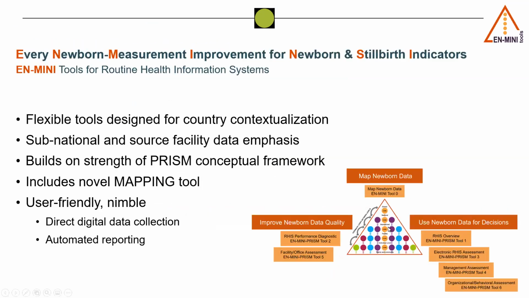Thanks very much. So to summarize, the members of the ENBirth 2 study team today have shared with you the EN Mini tools. These are flexible tools designed for country contextualization with a focus on sub-national and source facility data. They build on the strength of the PRISM conceptual framework and also include a novel mapping tool. The tools are designed to be user-friendly and nimble with direct digital data collection and automated reporting.